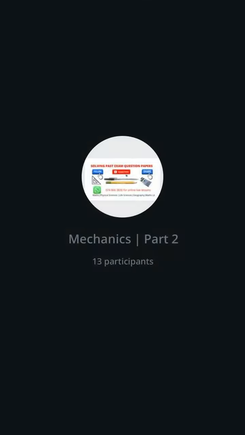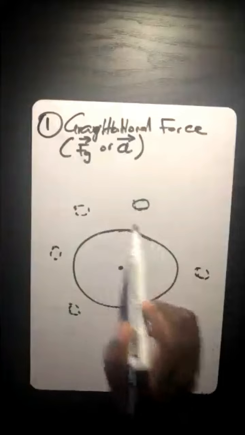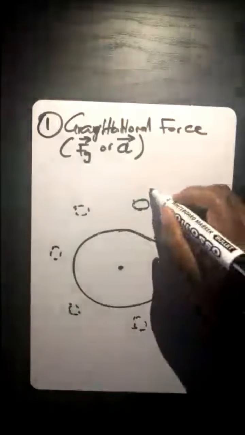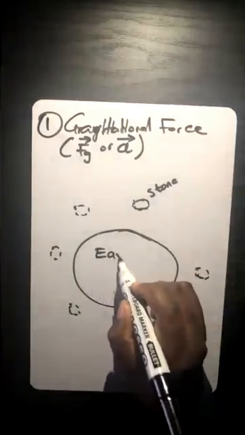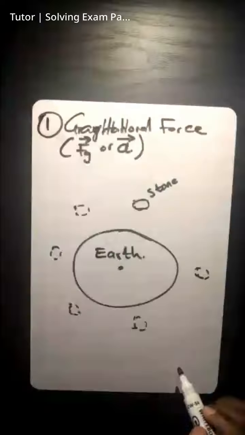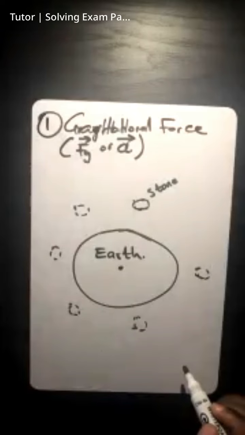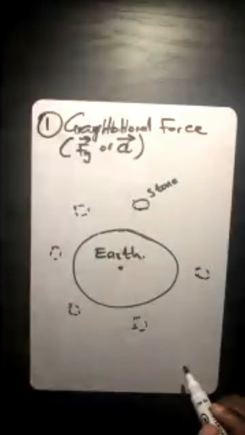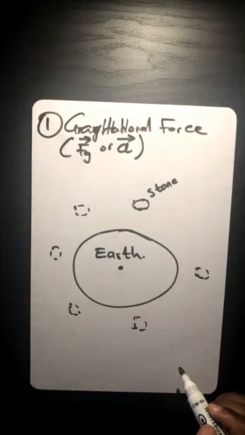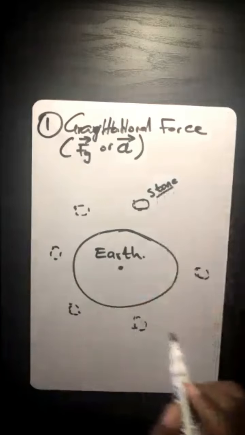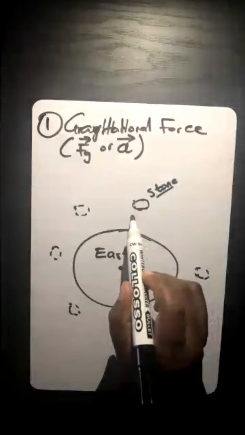So let's say you threw a stone upwards. Can you see that in between the stone that you threw upwards and the surface of the earth, there is space? So does it mean the stone and the earth are in contact? No, sir.